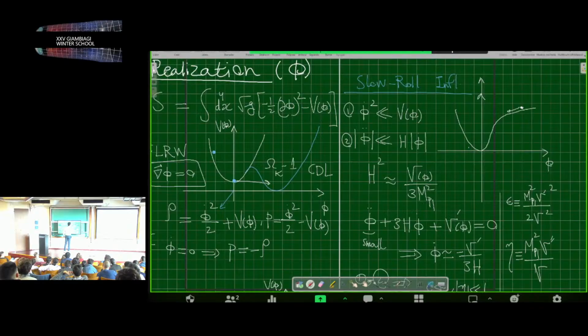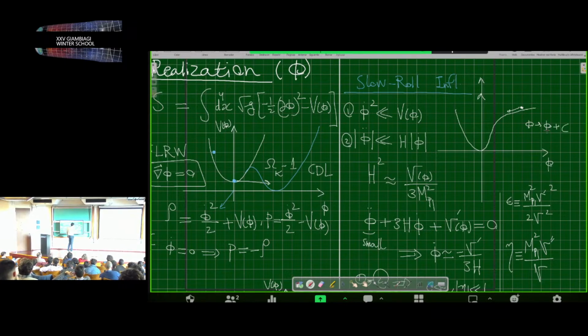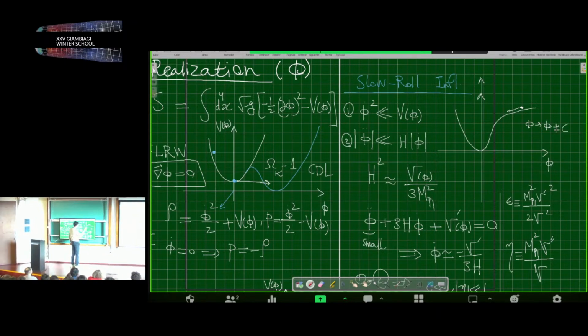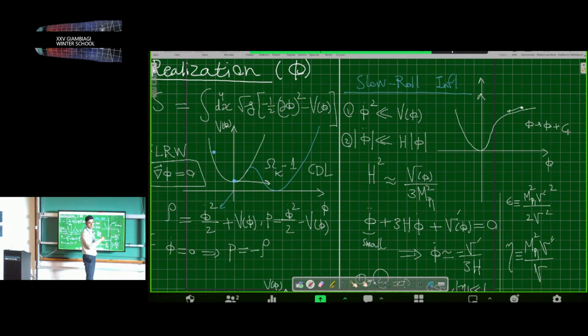symmetry under phi going to phi plus a constant. Obviously, this is not an exact symmetry. This potential depends on phi. So it's broken, but we want it to be softly broken.